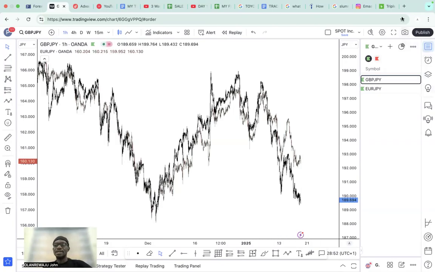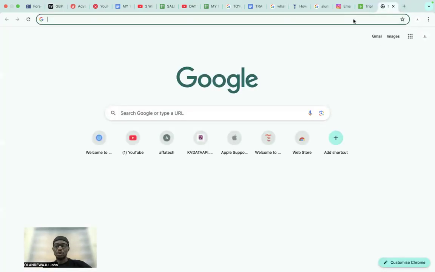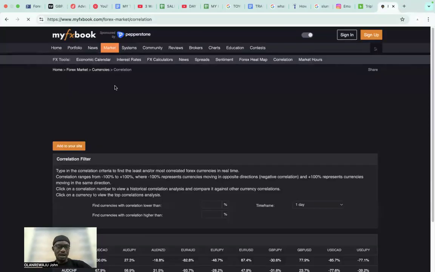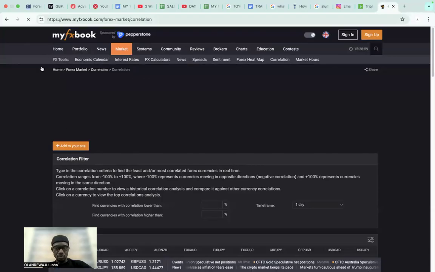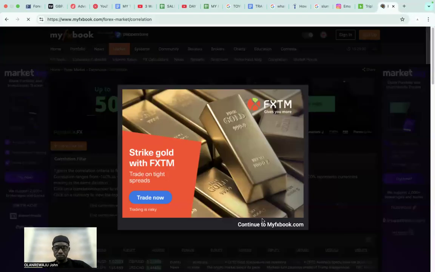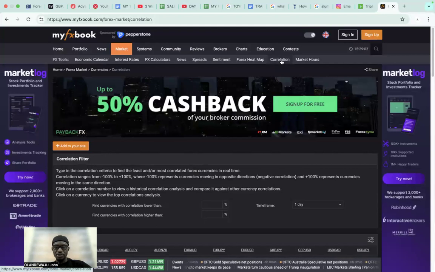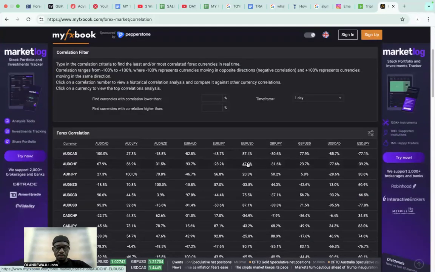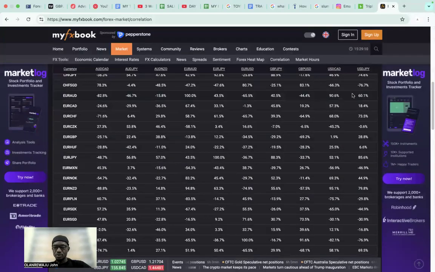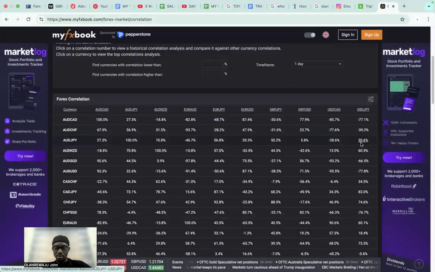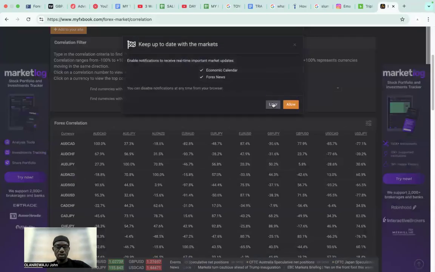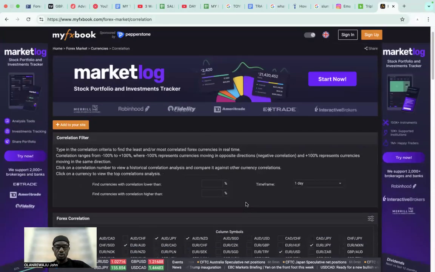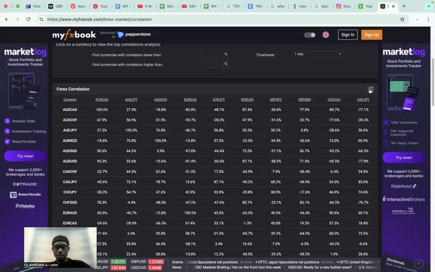So one of the ways that you can easily know correlating assets to avoid them is you can go to myfxbook.com. I've always been going there. So on MyFxBook, can you see correlation here? You click on correlations, and then these are the assets. You can change whatever assets. You can filter the assets, like any assets you want to see or you don't want to see. You can filter it from here.